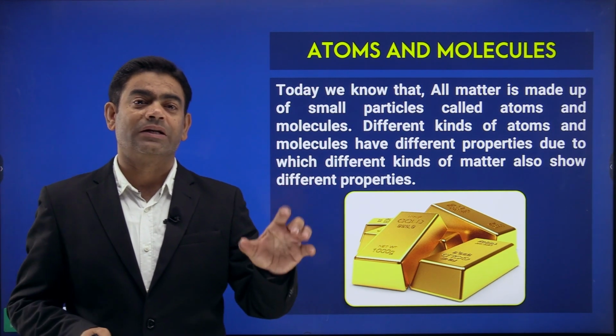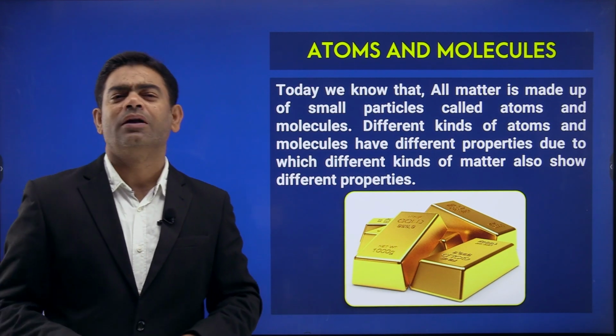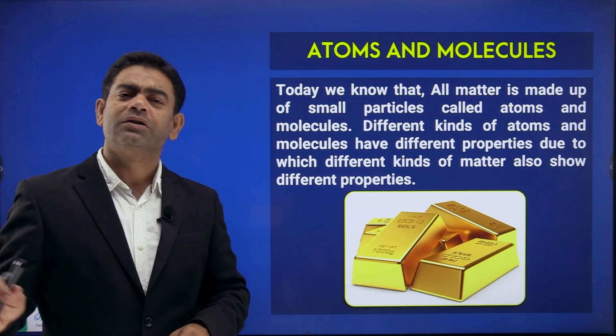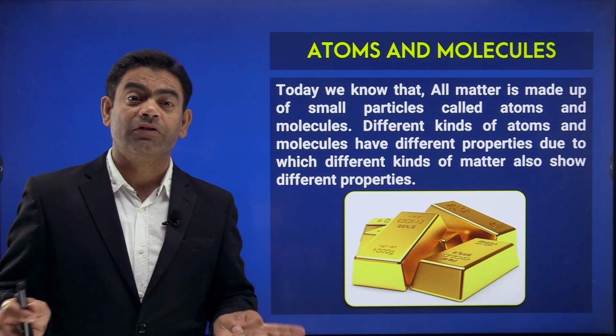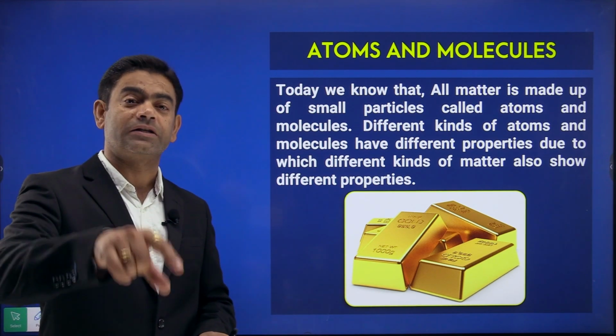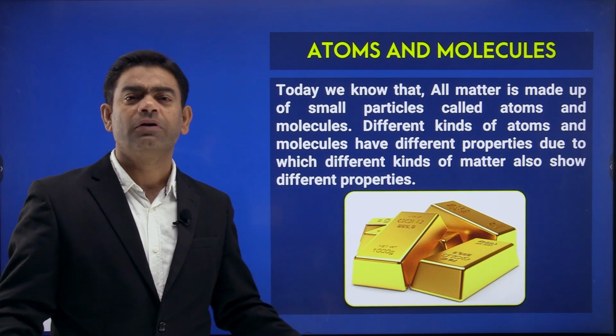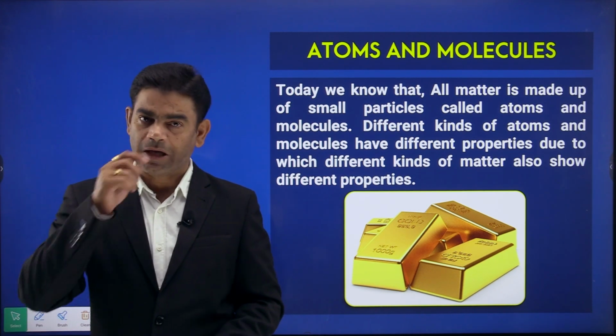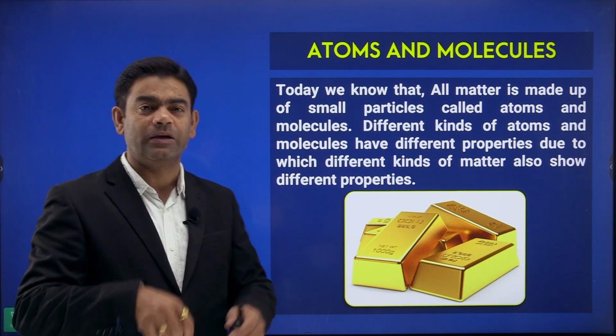So this matter, let's talk about iron, gold, oxygen or carbon. These are all different matters, and they all have different properties. Why? Because they are made up of different types of atoms, and different types of atoms differ in properties. Okay, so that was the overall conclusion we came to know today.